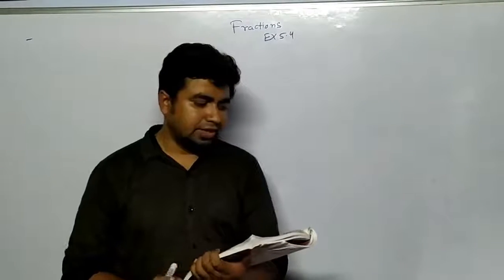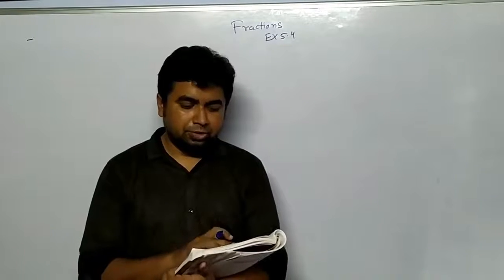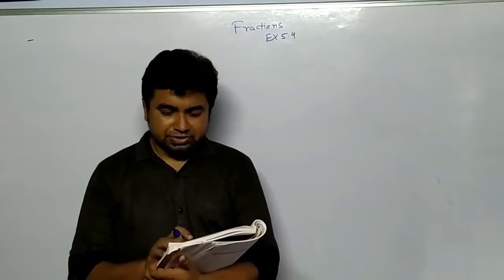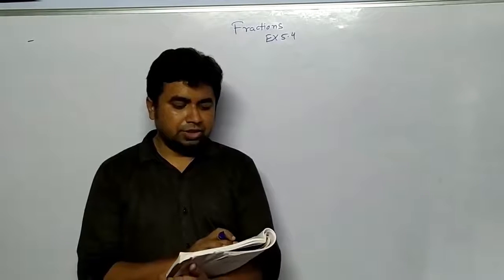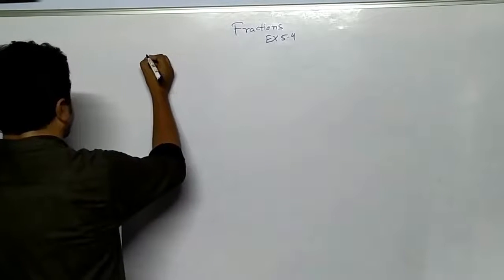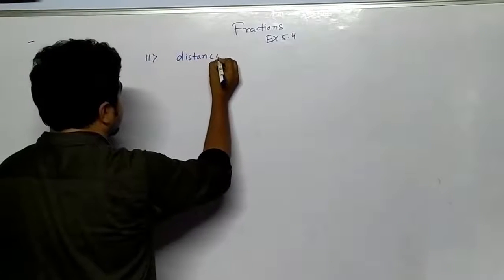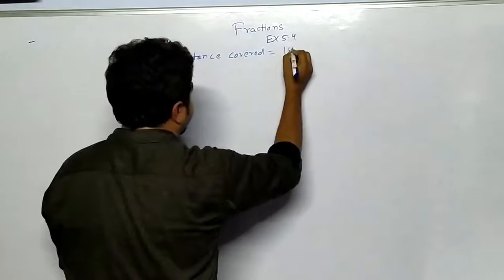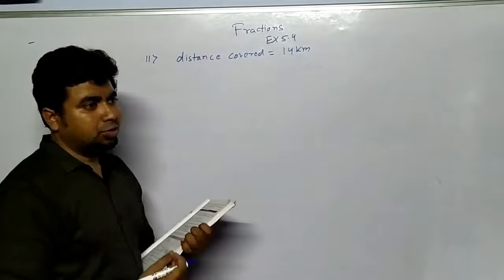Okay. In question number 11, you can see here, Raghu covered 14 kilometers to complete 2 by 3 of his journey. How much distance is still left to be covered? So what is given? Raghu covered 14 kilometers to complete 2 by 3 of his journey. Means distance covered is equal to 14 kilometers, and this distance is out of the total distance, it is 2 by 3.